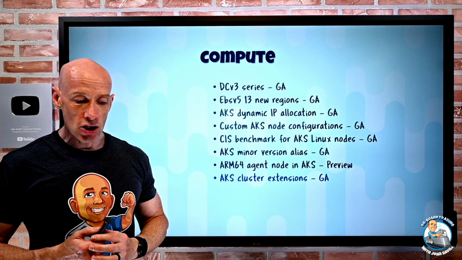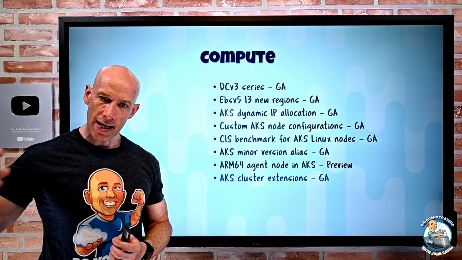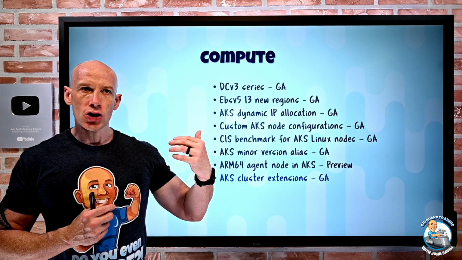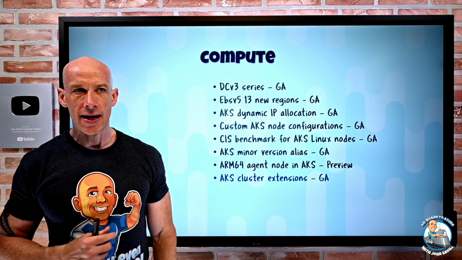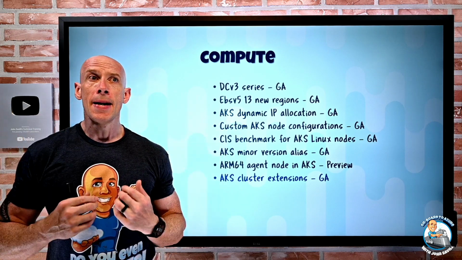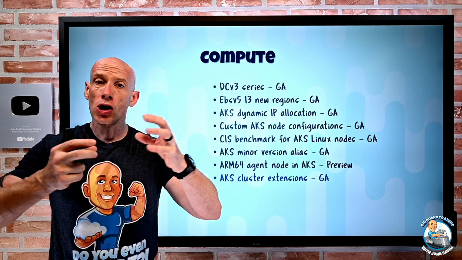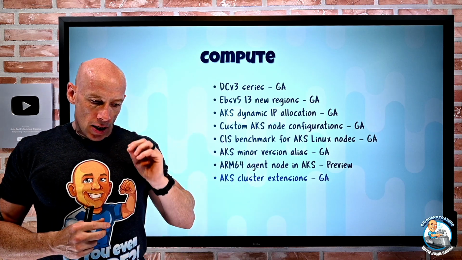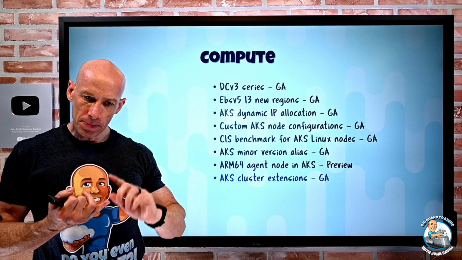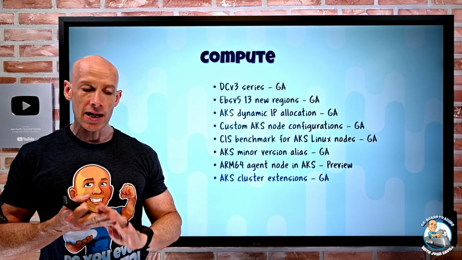AKS cluster extensions have gone GA. So AKS extensions are deployed via ARM. They add certain functionality to my AKS environment. And the fact that it's deployed via ARM control plane means it's really good for larger scale management. Now, right now, these cluster extensions are focused on Dapper, Azure ML, and GetOps.